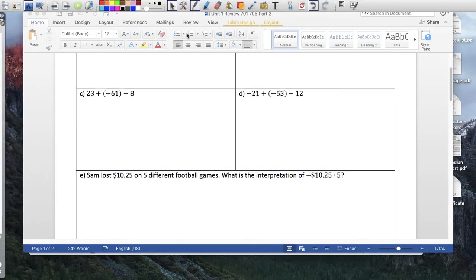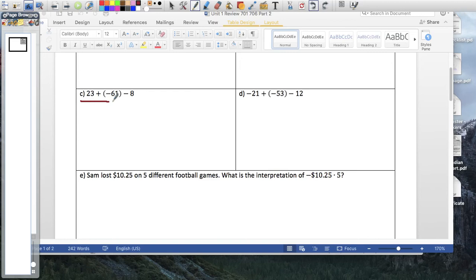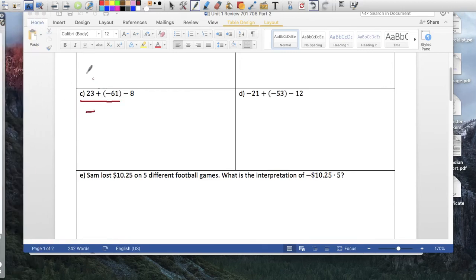team. Likewise here, this one, there's more negatives, so my answer is going to be negative. And 61 and 23, 11, 3, 8, 5, 38, negative 38. Then I got to do the second part here, minus 8. Change that to addition again. And you get negative 45, I hope.